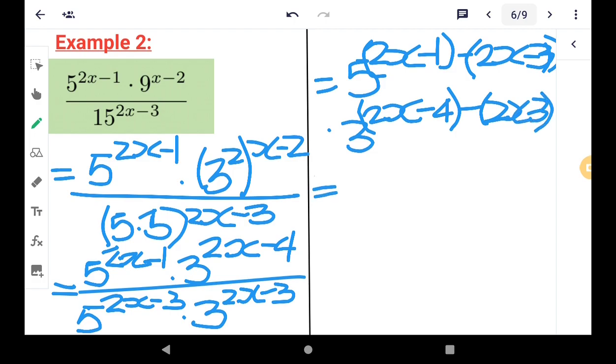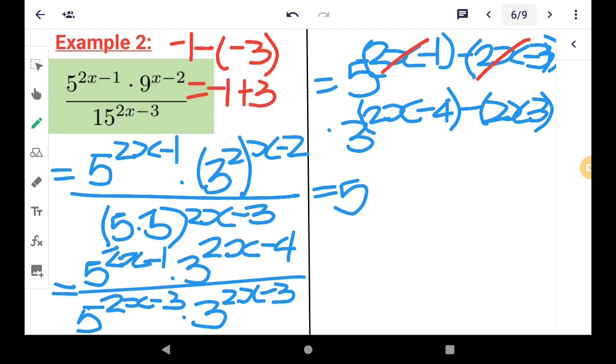All right, that is equal to 5. So now let's deal with the 5s. Now 2x minus 2x is 0. And then we are left with over here -1 minus -3. That is equal to -1 plus 3. So 3 minus 1, that gives us 2. So your 5 is left to the power of 2.